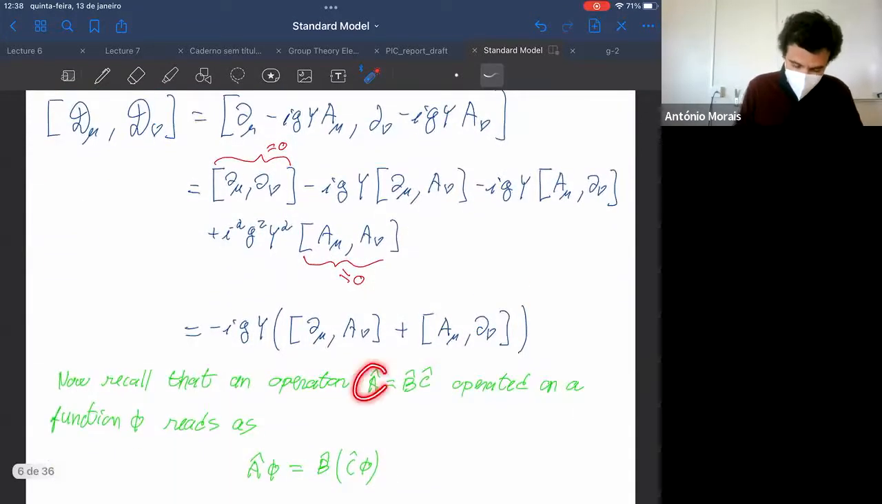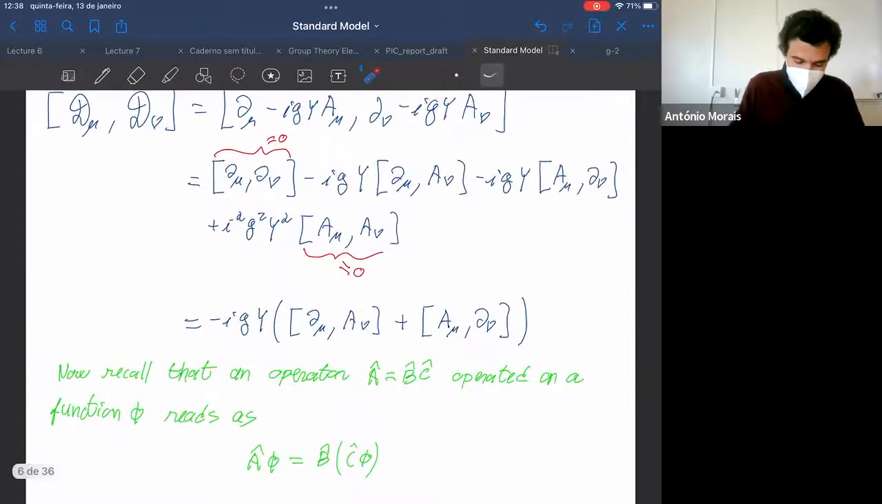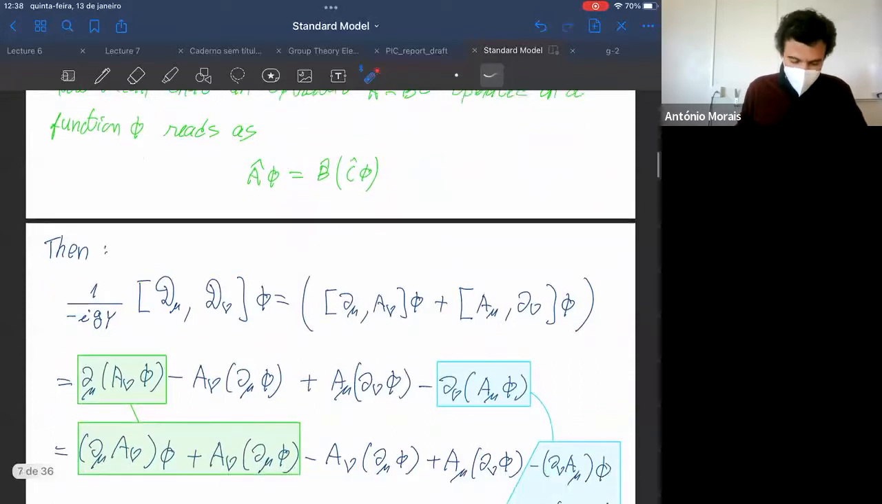So you have an operator A, which is B times C. When you operate this on something, it's like acting C on phi and then acting B on that. The commutator, this is just a reminder, says that it's the same if you apply one or the other first, so it's zero. But there are a few things in between where it's not exactly zero. But we can expand.